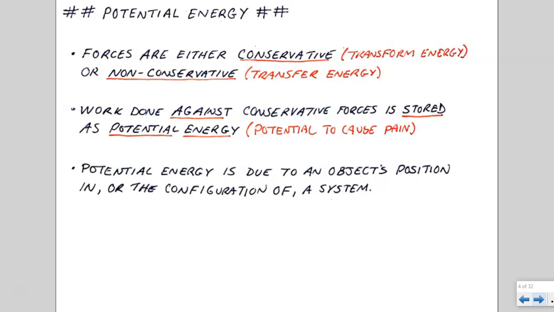Potential energy is due to an object's position in or the configuration of a system. And for our purposes, our systems will generally consist of the object, the earth, and a spring or a spring-like material. We're going to focus on two types of potential energy. First is when work is done against gravity.